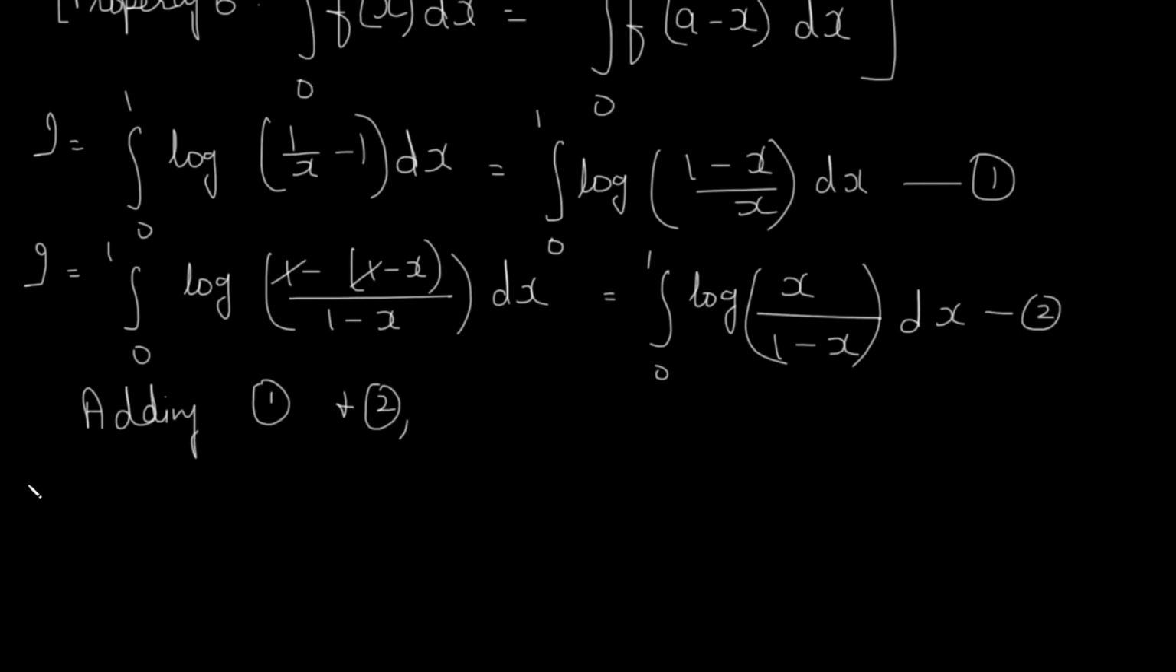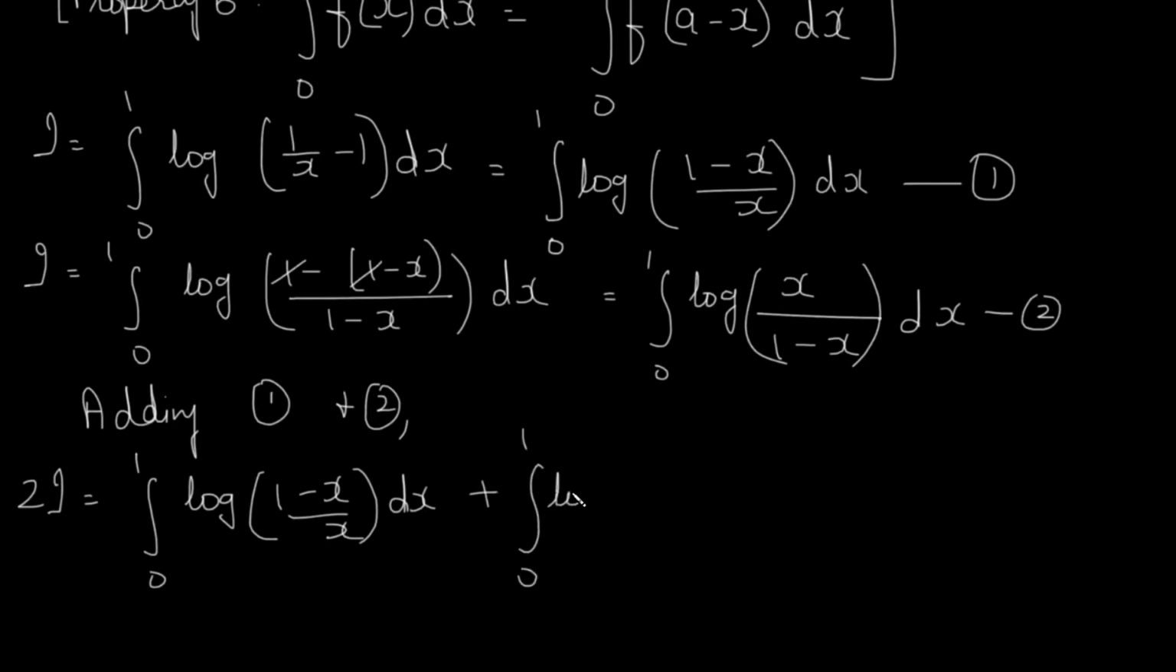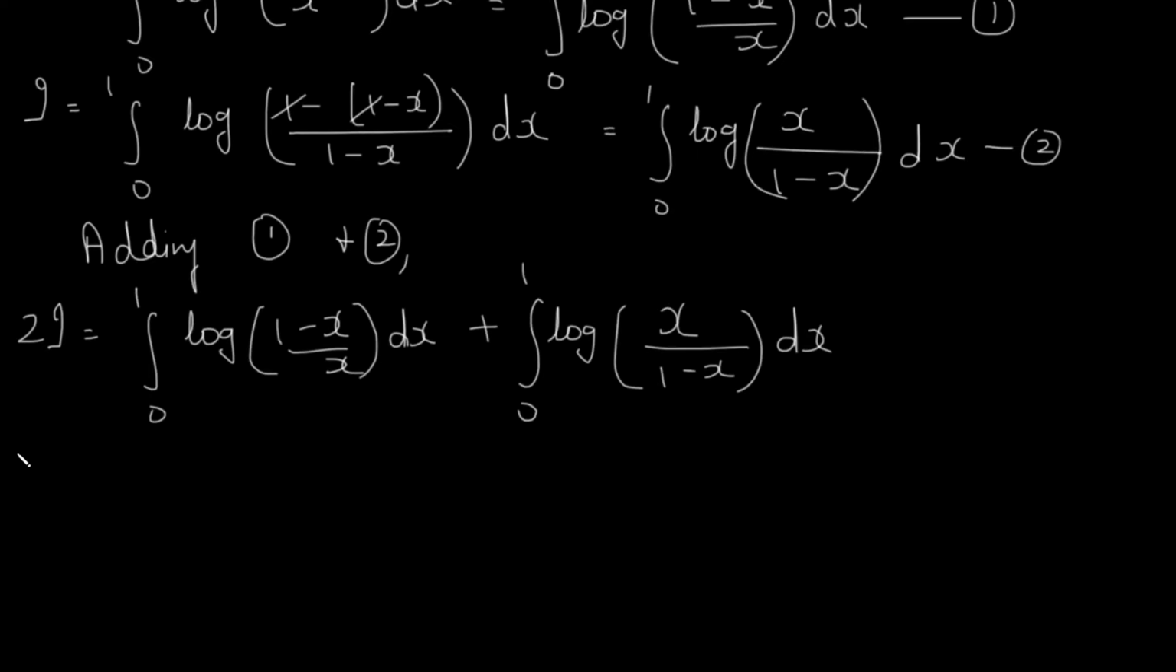We are going to get I plus I, that is 2I on the LHS, is equal to integral 0 to 1. The first statement is log of 1 minus x upon x. And the second statement is the integral 0 to 1 log of x upon 1 minus x dx. Okay. Then in the next step, what are we going to do? We are going to combine both the integrals, because both of them have the same limit. And therefore, we can write them under one integral, single integral, this way.